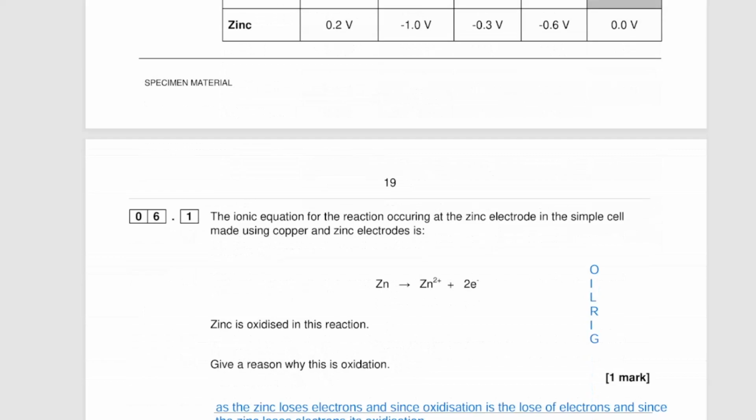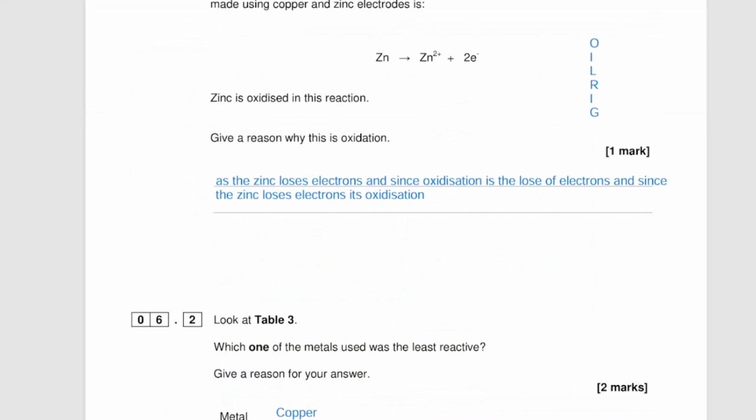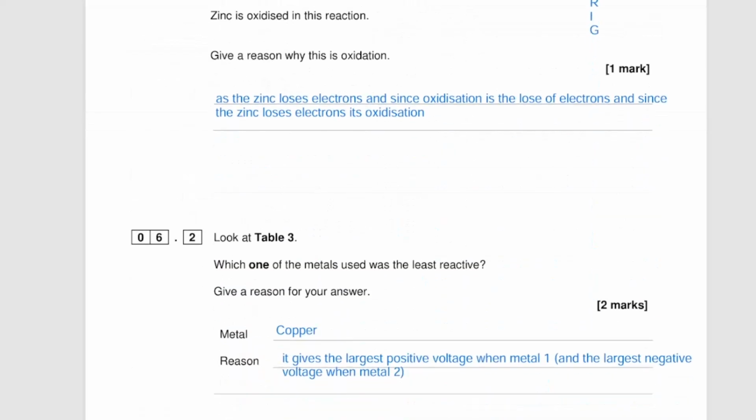And what you need to remember is the acronym OIL RIG. Oxidation is loss of electrons, and reduction is gain of electrons. Now, as you can see here, the zinc is losing electrons, which means it's being oxidized, and you can see I explain that in my answer. As the zinc loses electrons, and since oxidation is the loss of electrons, it's therefore oxidation.